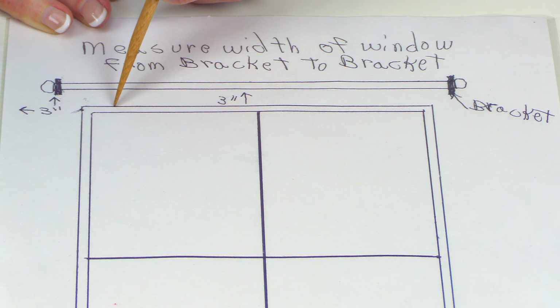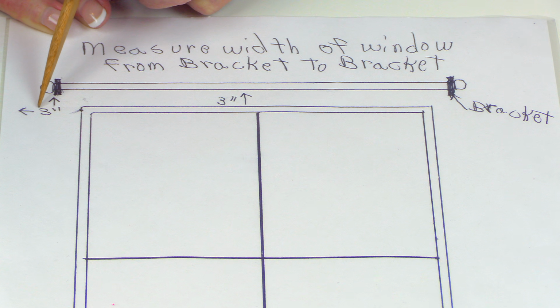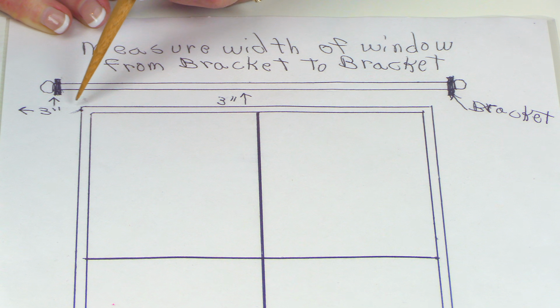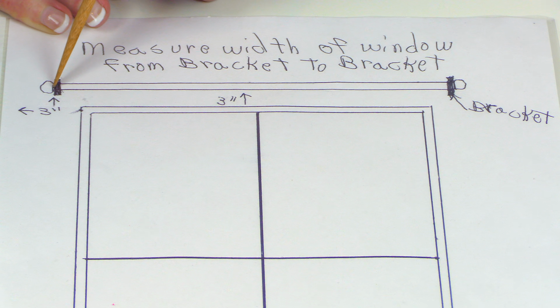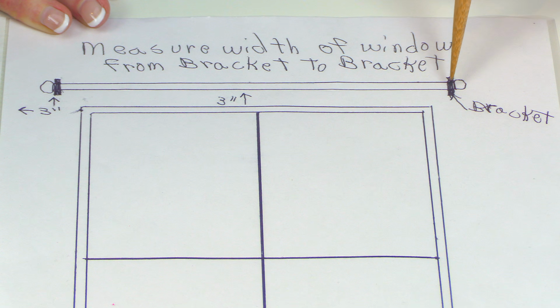Okay, let's get started. So to get your rod up properly so that the valance hangs correctly, you want to bring that curtain rod up 3 inches. And then you want to go out 3 inches from the side. So you go out 3, up 3, and put your bracket. And go over to the other side of the window and do the same thing.